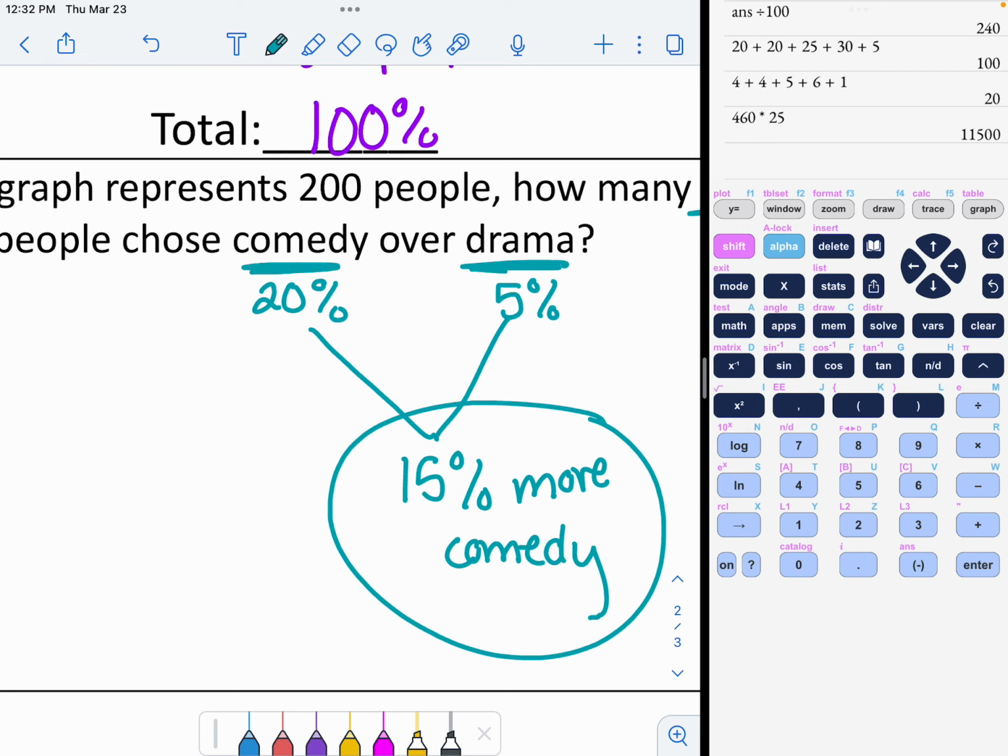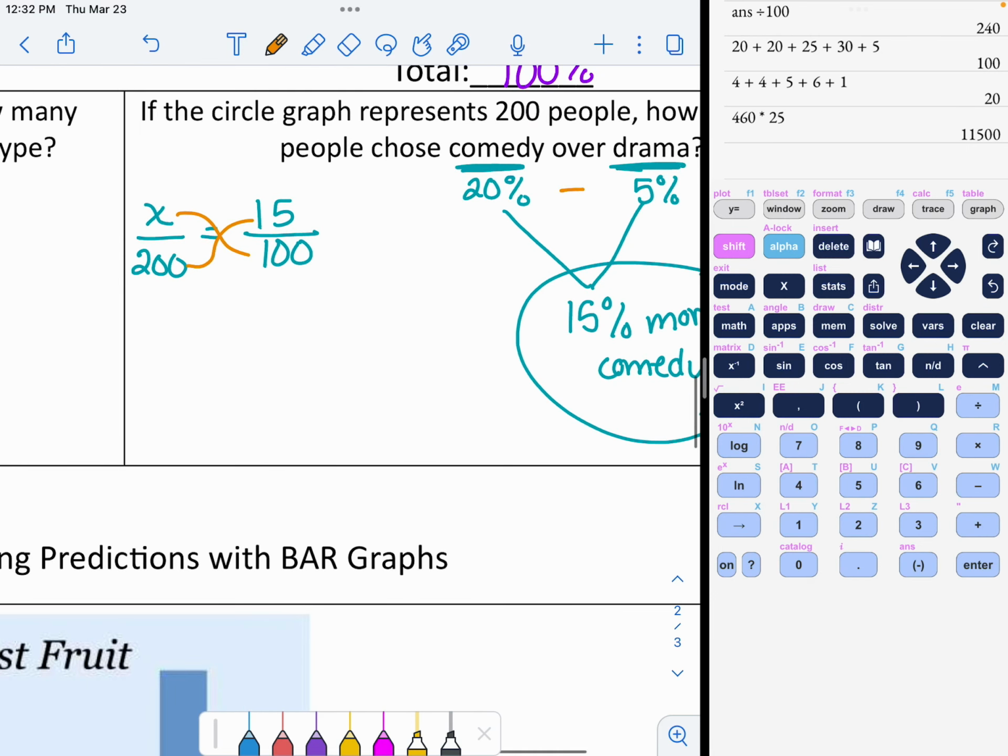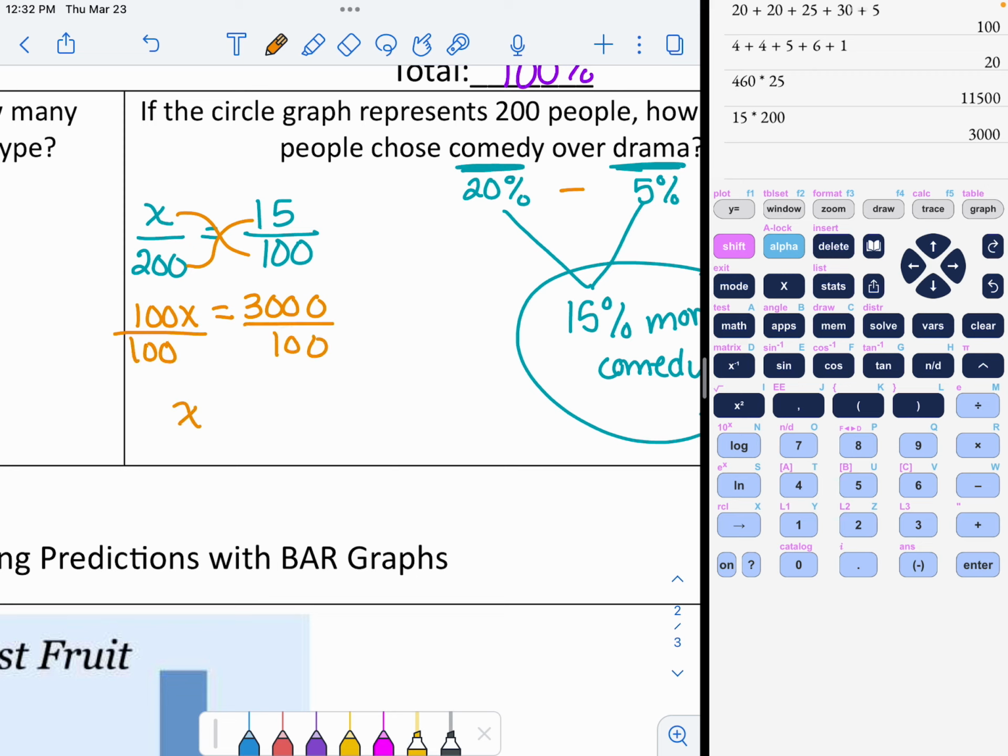So I'm going to use this percentage instead. So I'm going to draw my proportion, 15% over 100%. Now we're going to represent 200 people, and we want to know how many people out of 200 would pick comedy over drama. So again, I subtracted the difference because I want comedy over drama, and then I made my proportion. So that's 100x equals 15 times 200, so 3,000, divide by 100. It's going to be 30, but if you want to look at the calculator to see it, you can see we get 30 people.